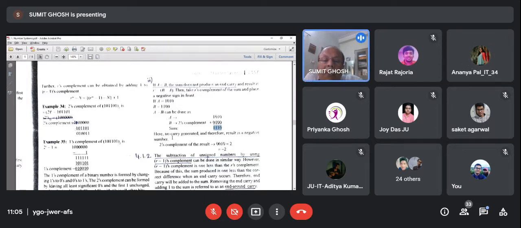Now in this case, no carry is generated. That is an indication to the computer that the result is a negative number. If no carry is generated when you add two numbers, then it indicates that it is a negative number. So I have to take 2's complement of the result. That will be the answer. 2's complement of the result is how much?